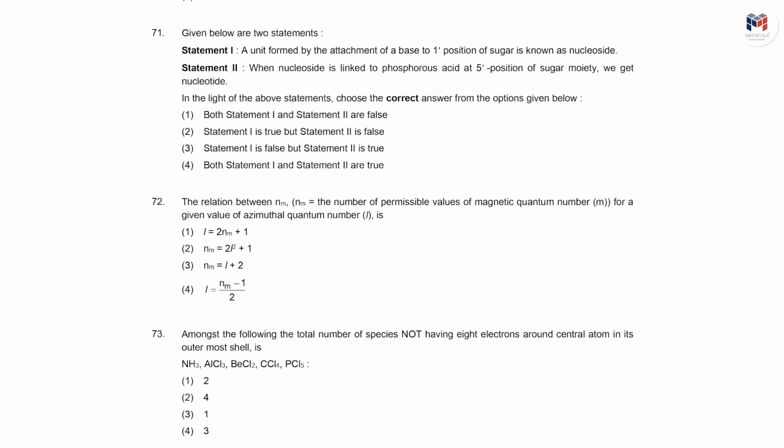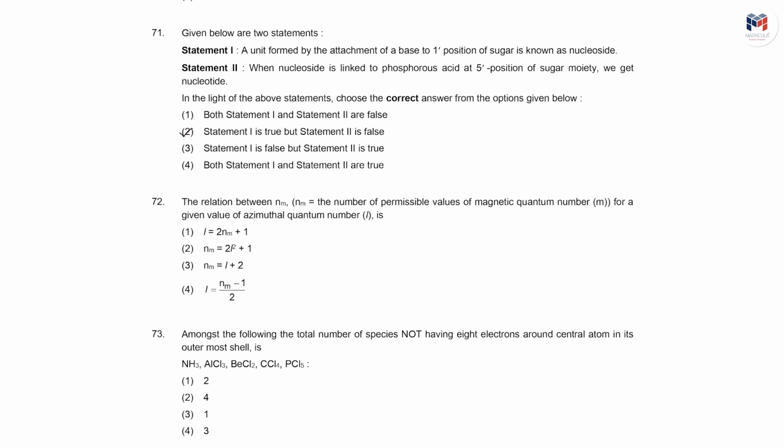Question number 71. Given below are two statements. Statement 1. A unit formed by the attachment of a base to 1' position of sugar is known as nucleoside. Statement 2. When nucleoside is linked to phosphoric acid at 5' position of sugar moiety, we get nucleotide. In the light of the above statements, choose the correct answer from the options given below. The answer is option number 2. Statement 1 is true, but statement 2 is false.